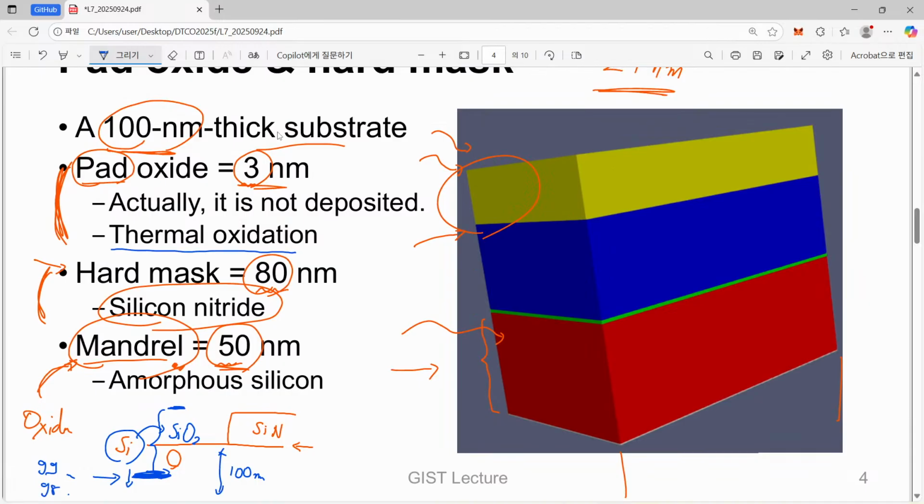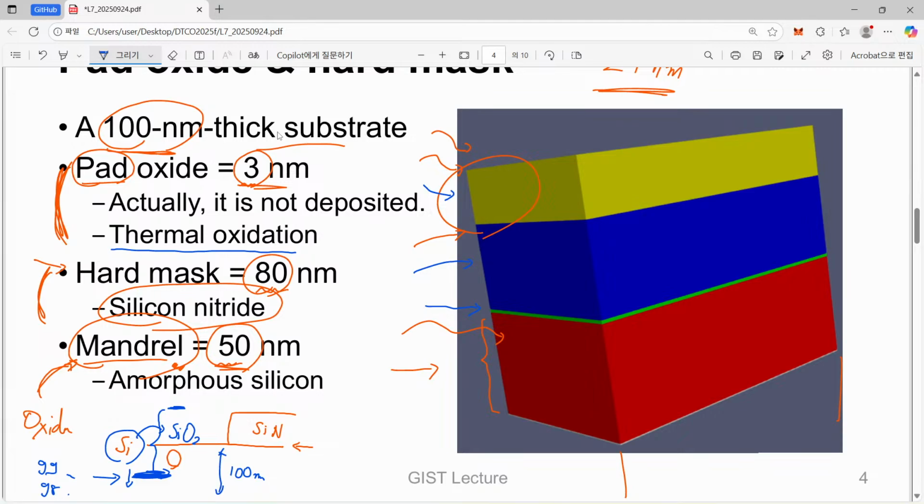This is a thermal oxidation. Therefore, although silicon is a little bit consumed, we will just treat it as a usual deposition. So now we have prepared 3 different layers on top of silicon. Here we have a relatively narrow pad oxide, here we have silicon nitride typically, and here we have amorphous silicon.